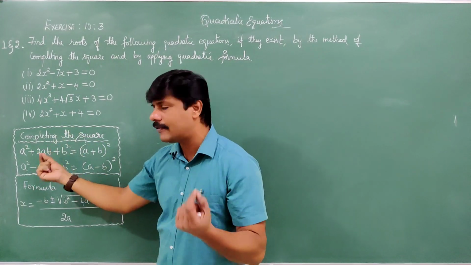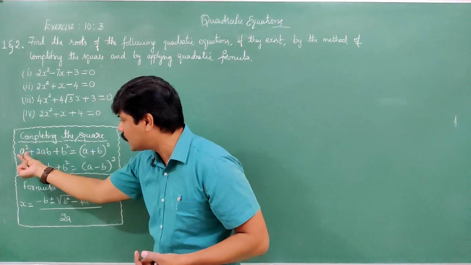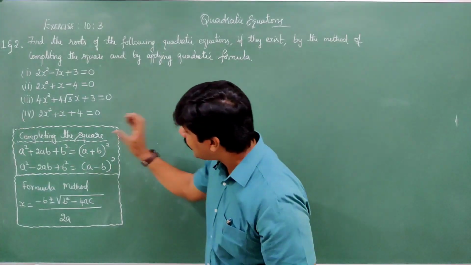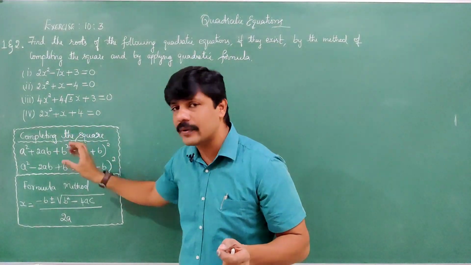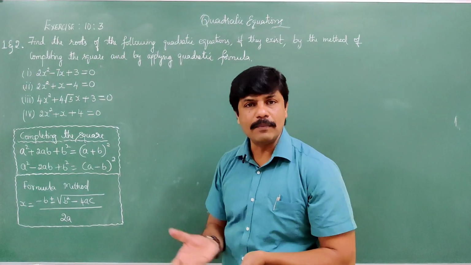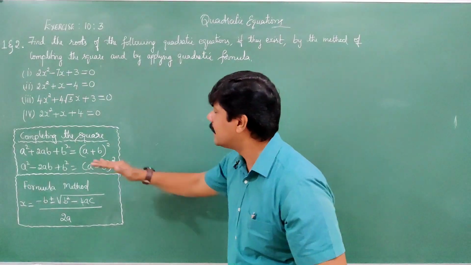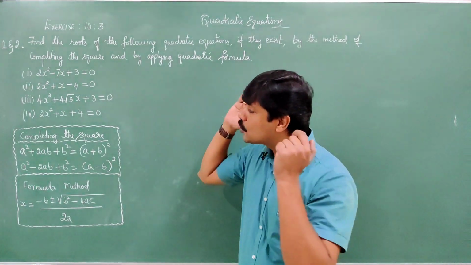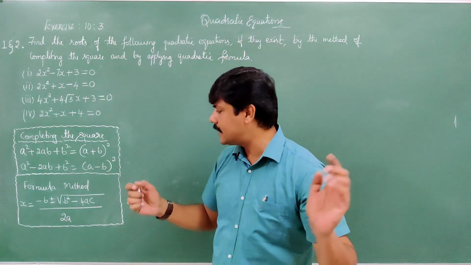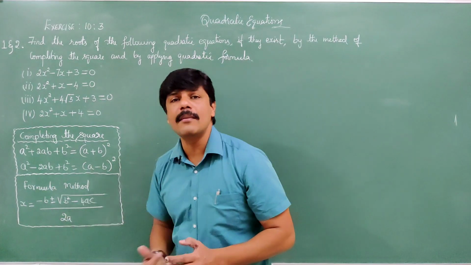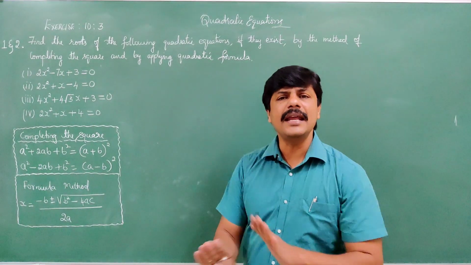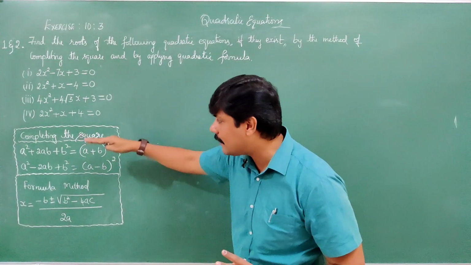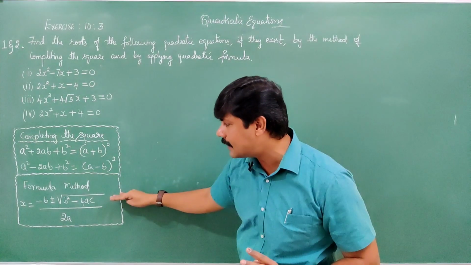If any one of the terms is not given, for example a square plus 2ab, if b square is not given, then by adding b square you can complete the square. Once you complete the square, it is very easy to find the roots of the equation. That is one method, by completing the square. The second method is the formula method. This is the formula by which you can find the roots of any quadratic equation.